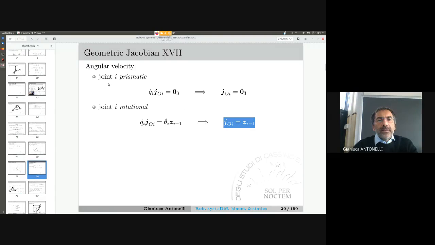Every time that I have to build a geometric Jacobian, for the second part, for rows 4, 5, and 6, I know that if the joint is prismatic, I put 0. If the joint is rotational, I put z i minus 1. Very easy.